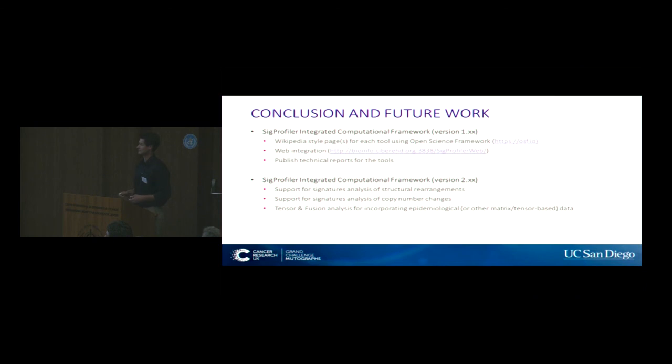Similarly, to do that, we're going to add a web integration, which allows more of a drag and drop style for smaller analysis and preliminary data. And then we'll also continue publishing technical reports similar to the matrix generator that's under review. And in future releases of the tools, we hope to start including structural rearrangements and copy number changes, as well as start to include some epidemiological data along with the analysis.